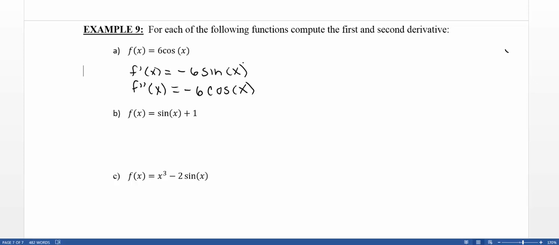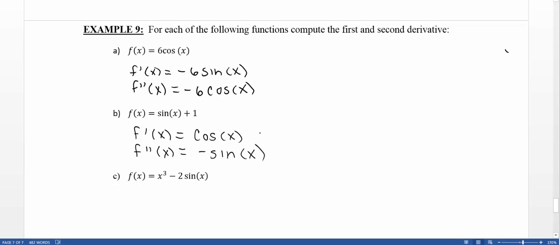Part B, sine x plus 1. So we said that the derivative of sine is cosine. So we start with that term. So we get cosine x. Now the derivative of 1 is 0 because it's a constant. So now the second derivative means we're taking the derivative of cosine, which from our chart is negative sine. So our first derivative is cosine of x, and our second derivative is negative sine x.